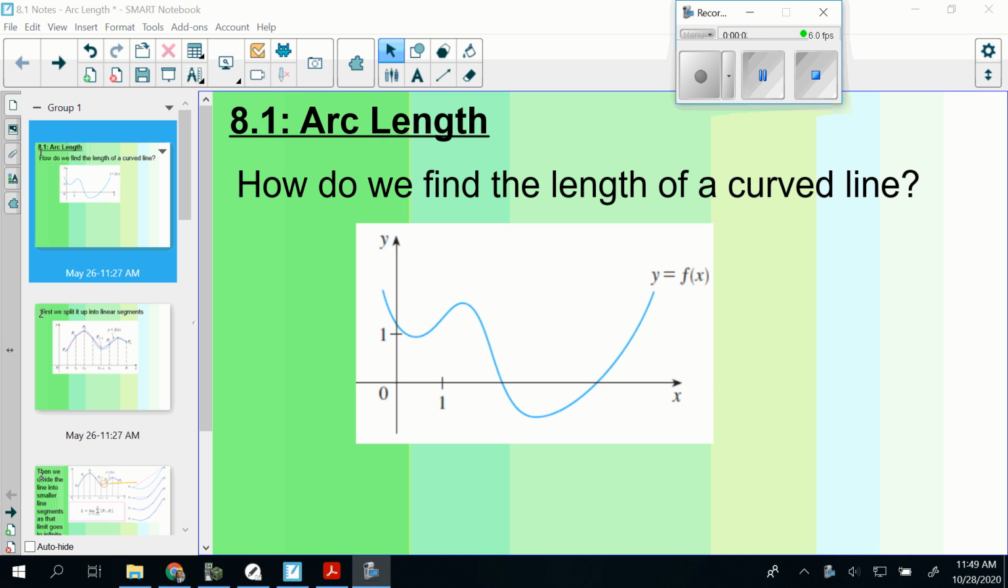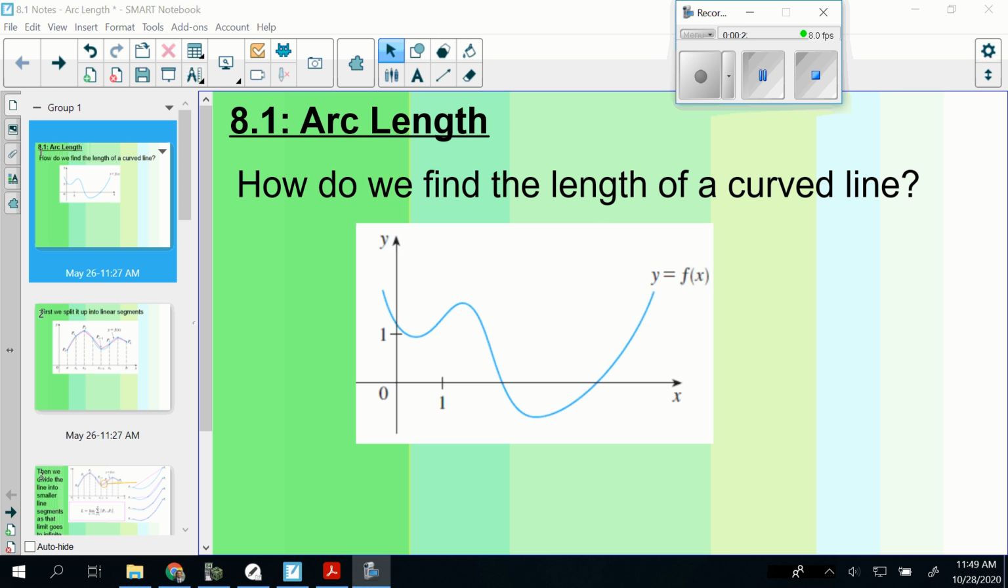Okay, today we're going to look at how you find the length of a curved line, or arc length. One way we could do it is take a string or something and put it on there as best as possible, then pull the string straight and measure it, and that would give us an approximation. But is there a way we can use math to actually find it?